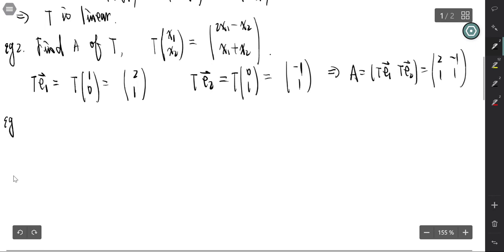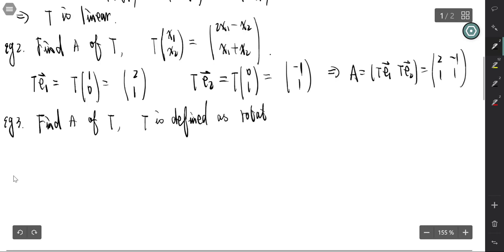Let's see the rotation. Find A of T. T is defined as rotating vectors by angle theta counterclockwise.